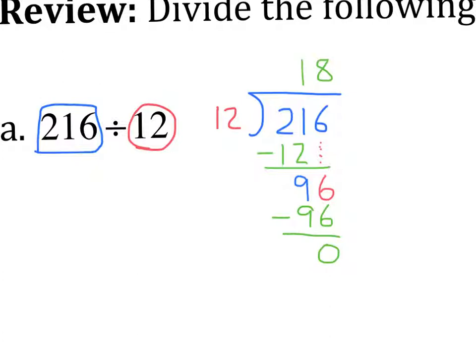So what is my quotient? What's the answer to the division problem? The answer is simply 18. I don't have to write remainder 0. I don't have to write a fraction or a decimal. It's a whole number.